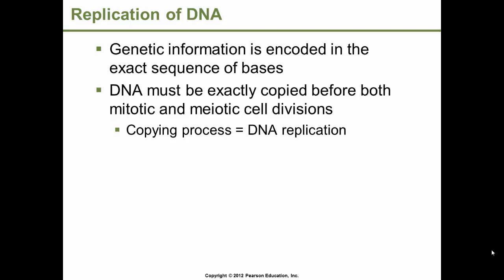Genetic information is encoded in the exact sequences of bases. DNA must be copied exactly before both mitotic and meiotic cell divisions. The copying process is DNA replication, and this happens during the S phase of both meiosis and mitosis.